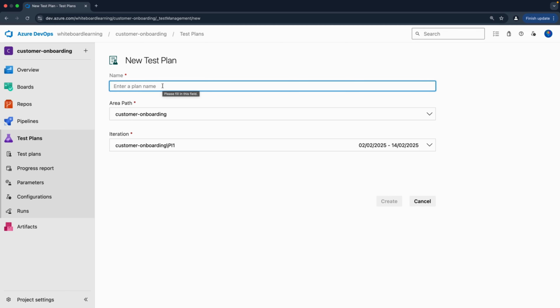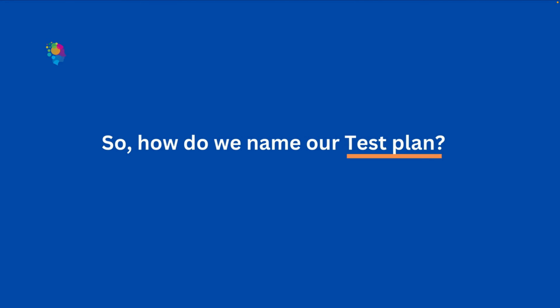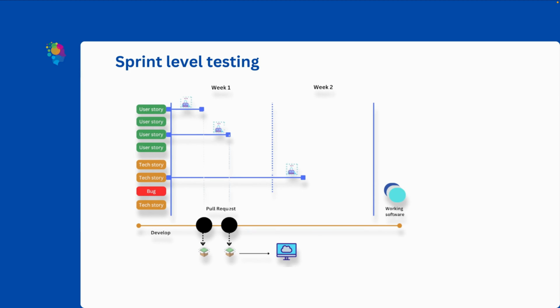The name. When I was looking for a reference to start with, all the YouTube videos said sample test plan 1 or something of that nature. In reality, when you go about and work on your project, you don't create things like that. So you have to have a strategy in place, what sort of test plan you need to create. So how do we name our test plan? Here is a reference that I had initially.